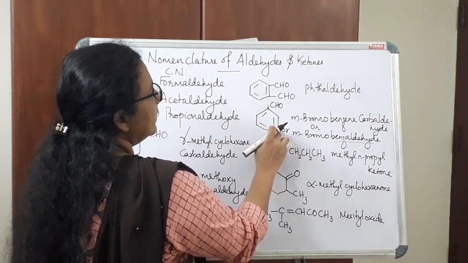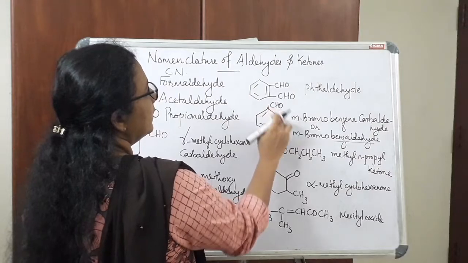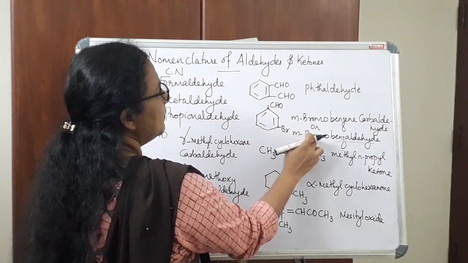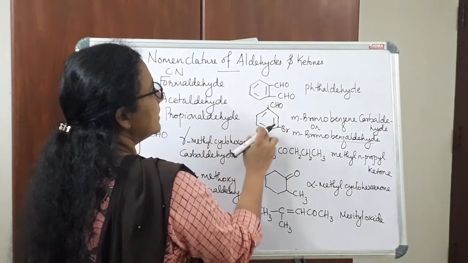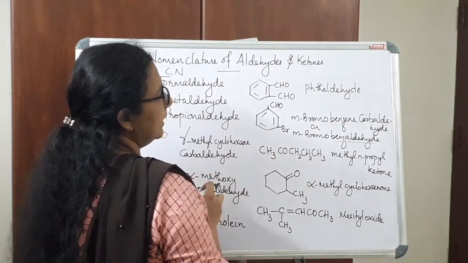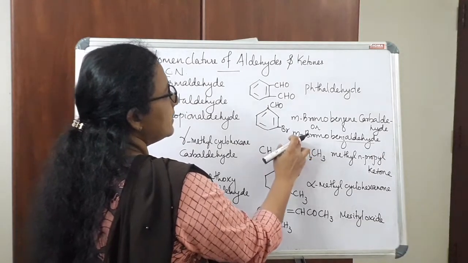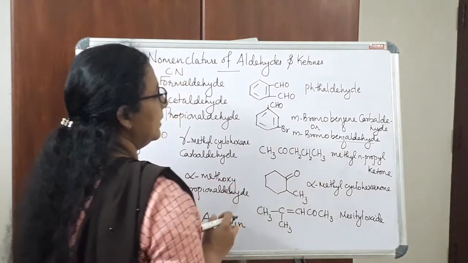Bromine is in the meta position, so this is the 1, 3 position. So if a CHO group is there on the benzene ring, it will be benzaldehyde. So we can write meta-bromo benzaldehyde.